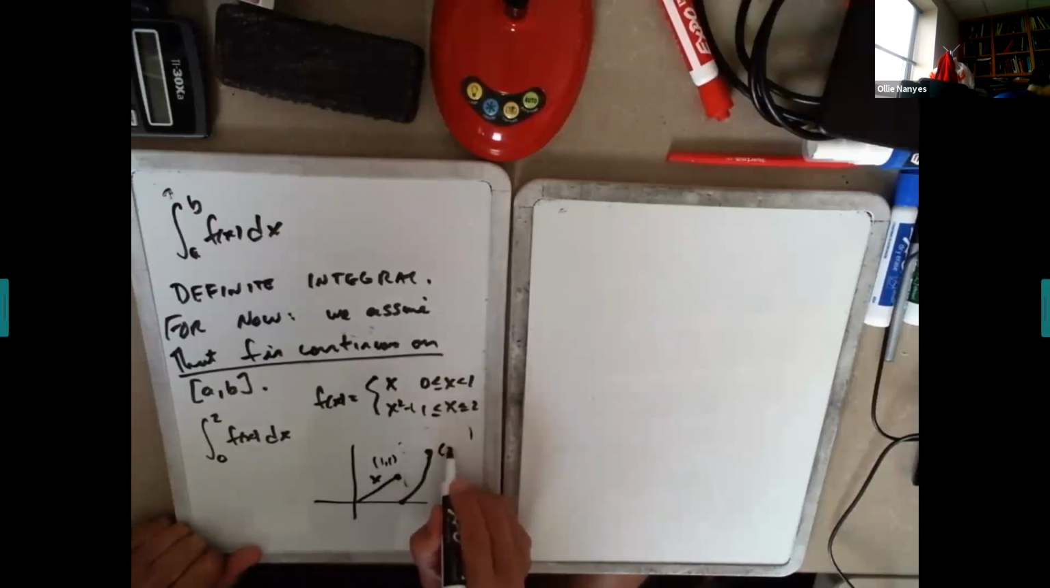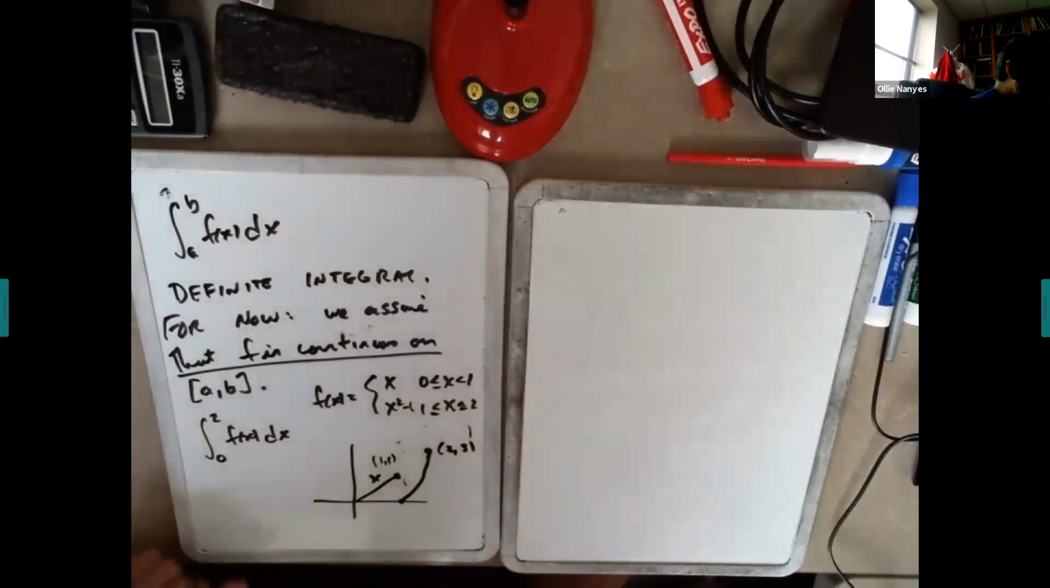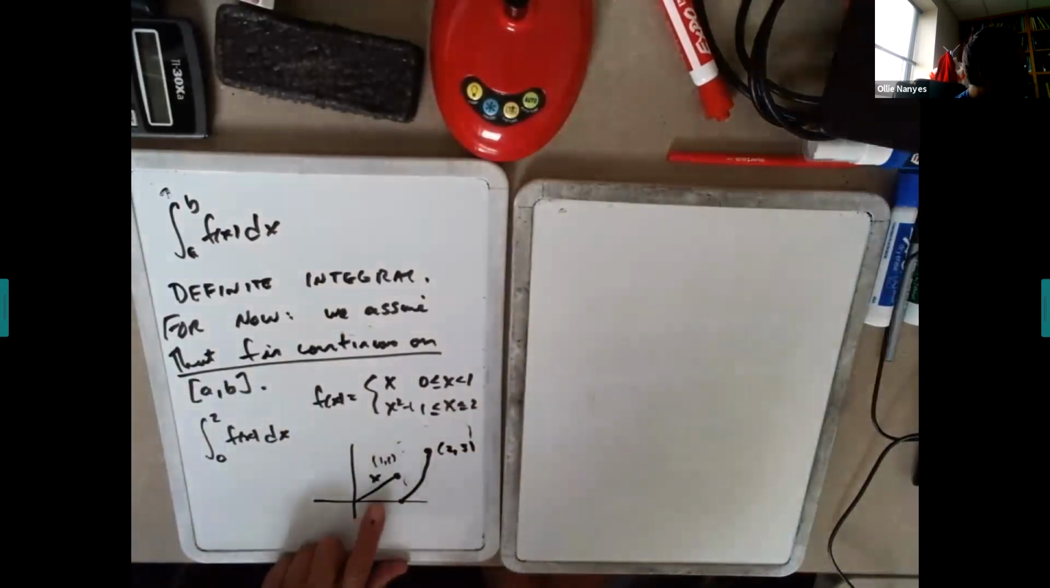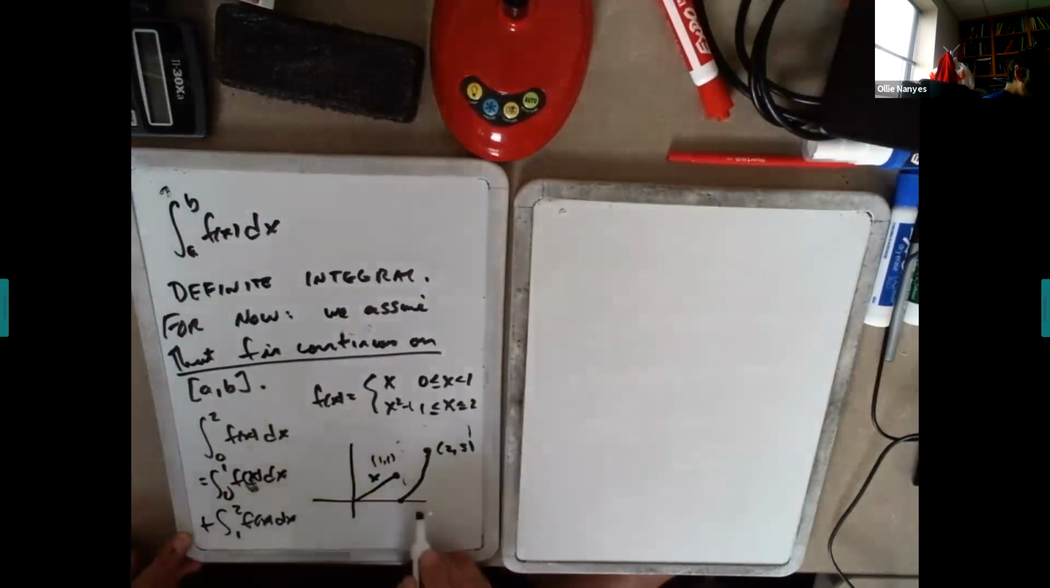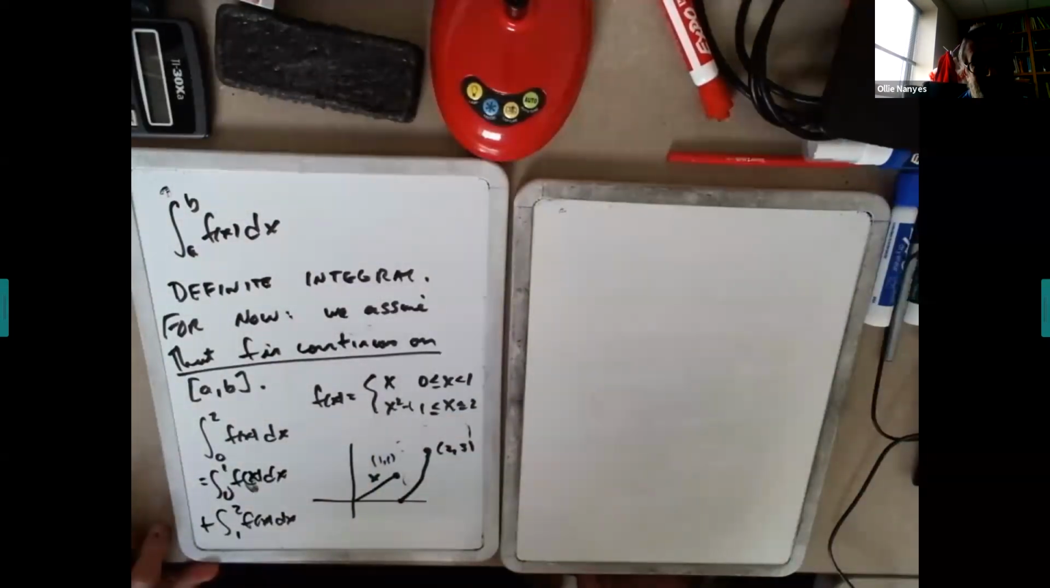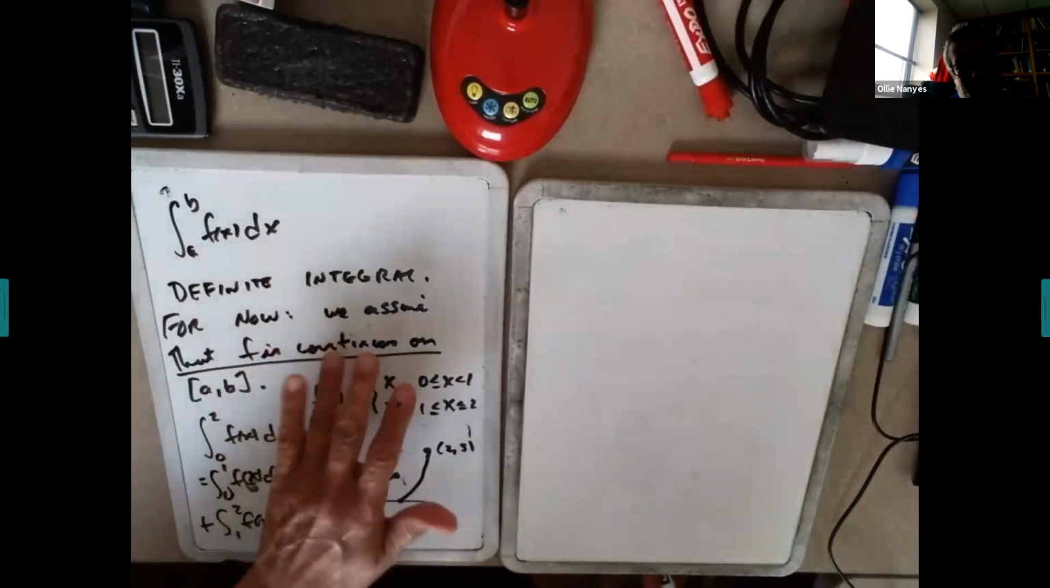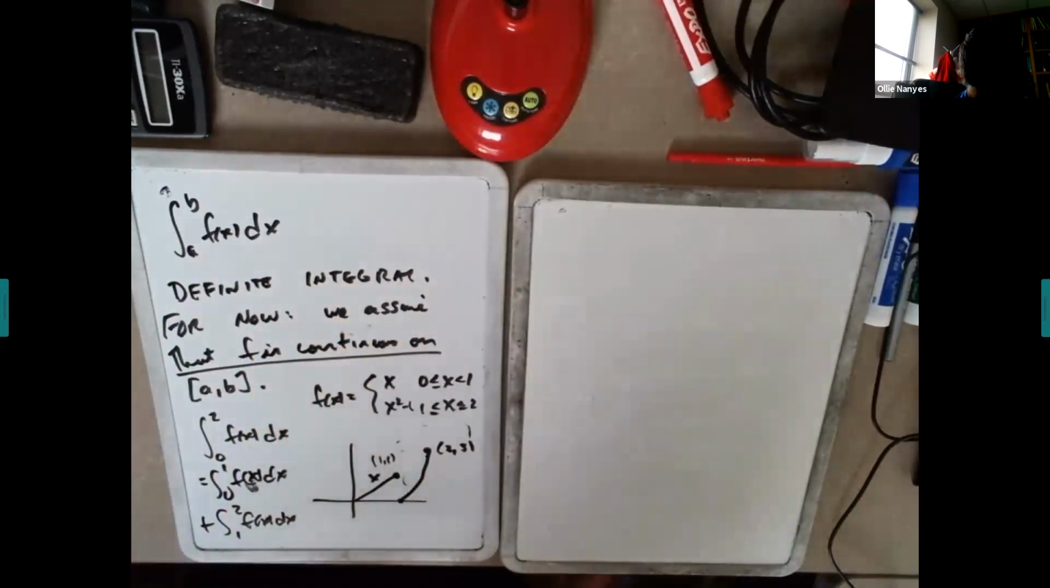So this is 2 and 3. Then what you do to solve this problem is you integrate from 0 to 1. And then you add 1 to 2, and you do the second integral over this part. So you can break this up like that, right? But for the most part, we're going to assume that f is continuous. We'll break up our intervals so that it is.